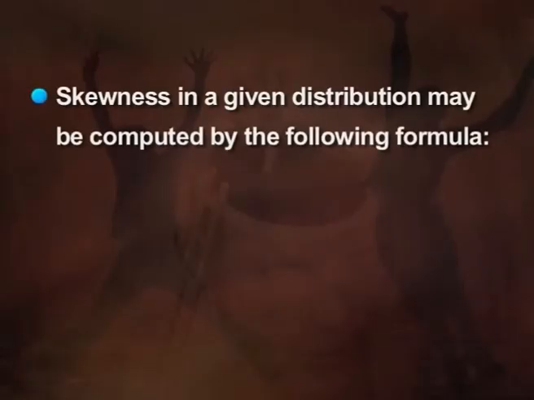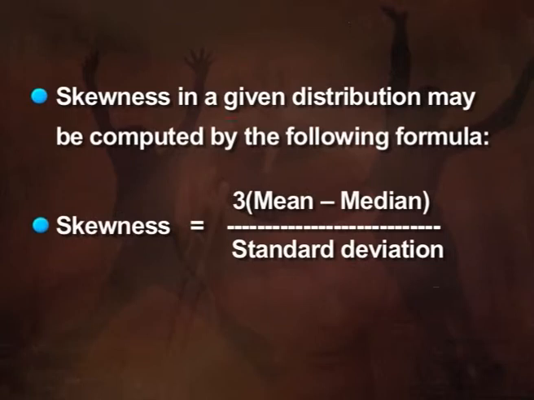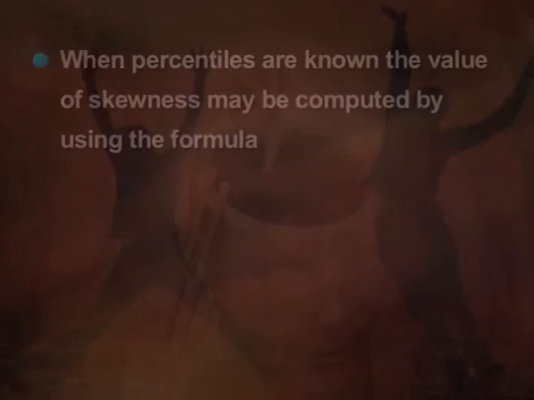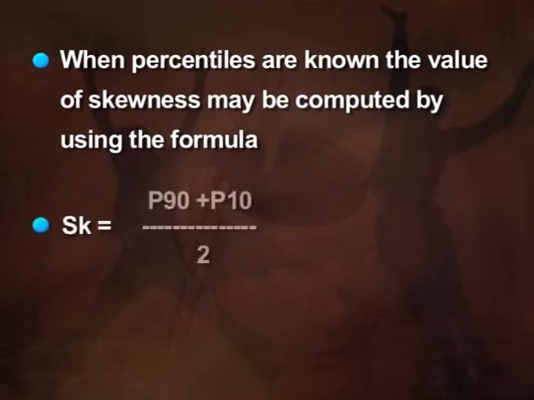Now, further seeing from the slide, skewness in a given distribution can be computed by the following formula. That is, skewness is equal to 3 into mean minus median, divided by standard deviation. When percentiles are known, the value of skewness may be computed by using the formula Sk is equal to (P90 plus P10) by 2 minus P50.